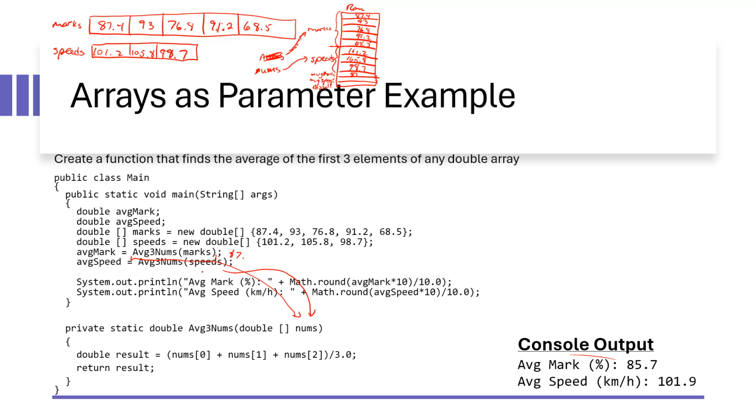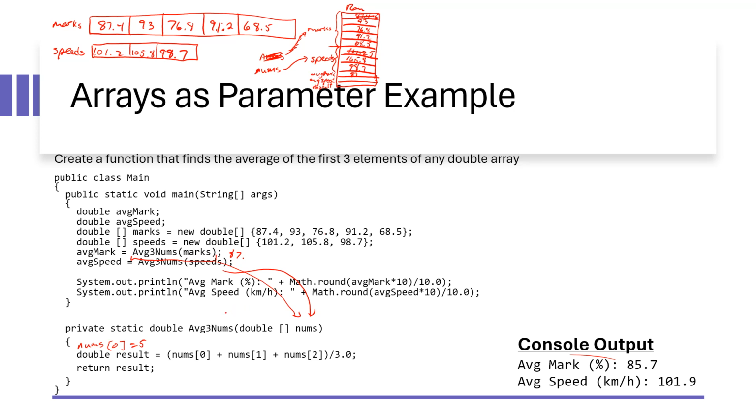Now, again, if I change something in here, if I did something like this, nums at 0 is equal to 5, that would change, in both cases, it would have changed this 87.4 to a 5, and it would have changed this 101.2 to a 5, because they were both passed in. Then it would do the math, and that would break everything, of course. Okay? So that's the first example, arrays as parameters. So remember, it's not a copy, it's the actual array itself.